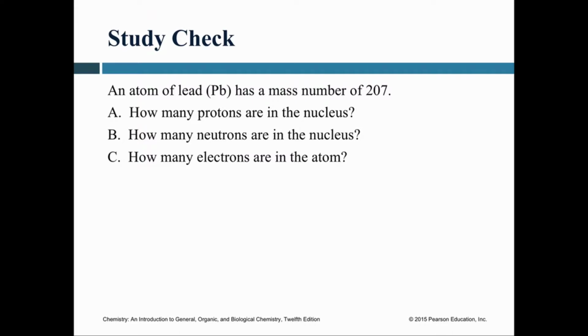Here's a study check for you. An atom of lead has a mass number of 207. Remember, I'll give you a little hint: mass number equals number of protons, I'm just going to call that P, plus the number of neutrons. So there's the formula you're going to need. You have to know that for exams. Mass number of 207. How many protons, how many neutrons, and how many electrons are there in this atom? Grab your periodic table, go ahead and try this problem, pause the video, come on back when you're done.